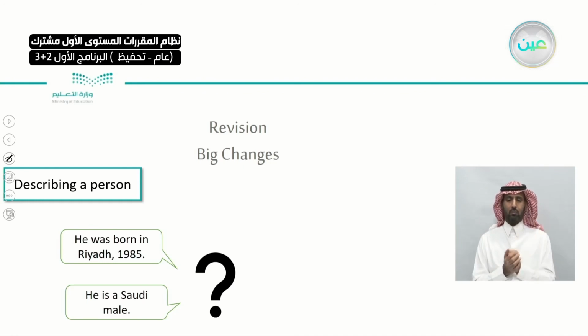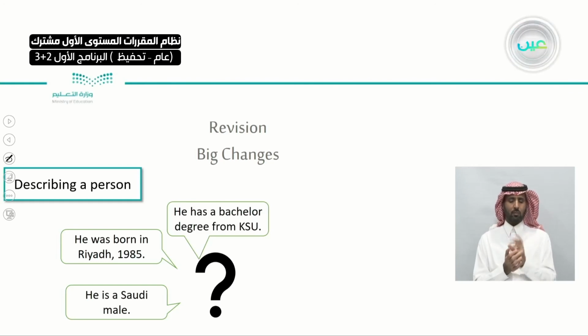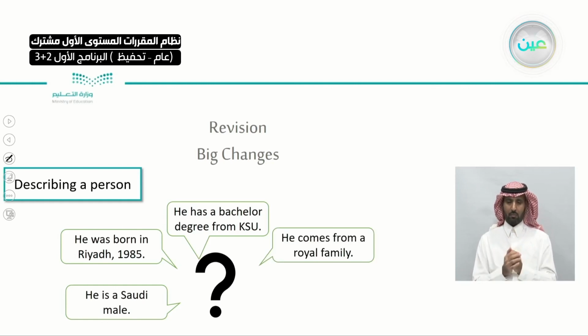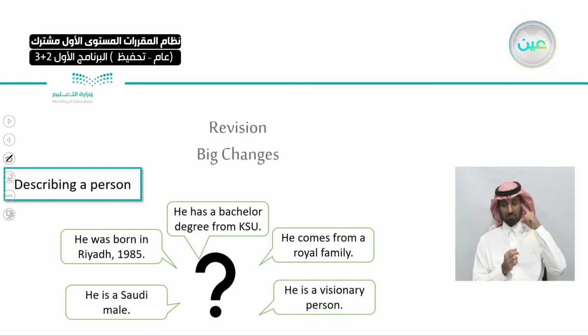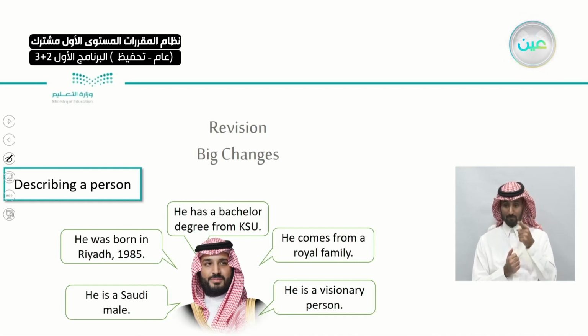So a 30-year-old man. Also, he has a bachelor degree from King Saud University. And also, he comes from a royal family. Not everyone, just those who come from the royal family. Who else? One more. He is a visionary person. Not all the royal family, just the visionary ones. So can you make a guess? A description, then we will come up with a character. Who is he? Do you have any ideas? I guess we can guess him. He's Prince Mohammed bin Salman. Okay? This is one of the things that we have done in the previous semester.